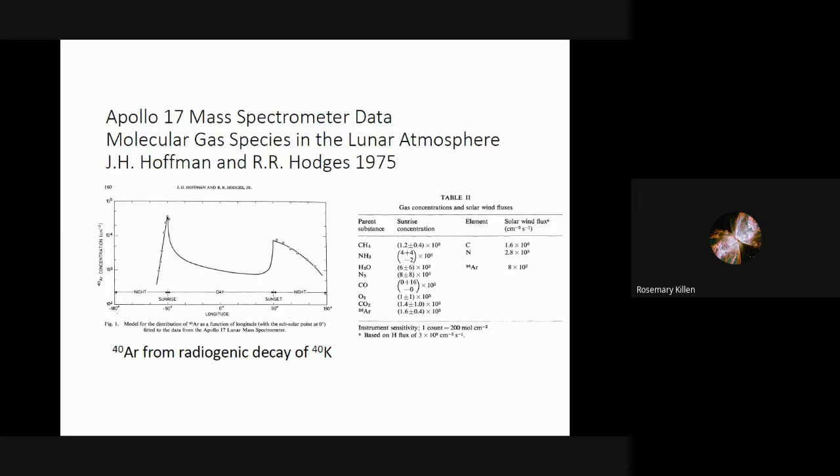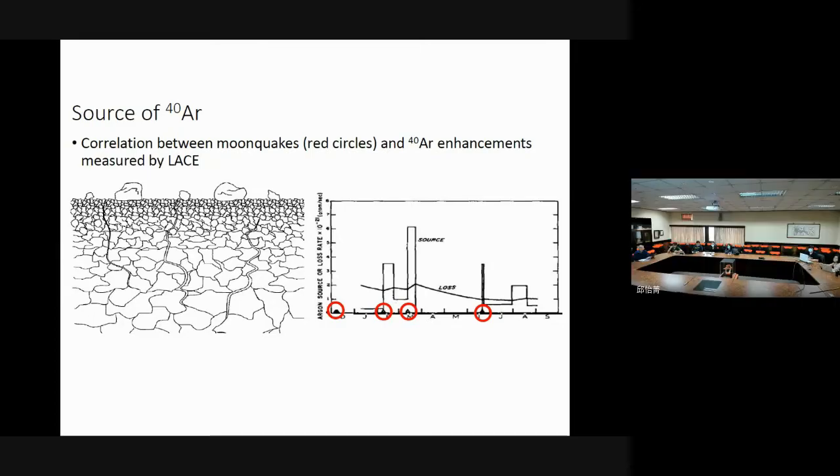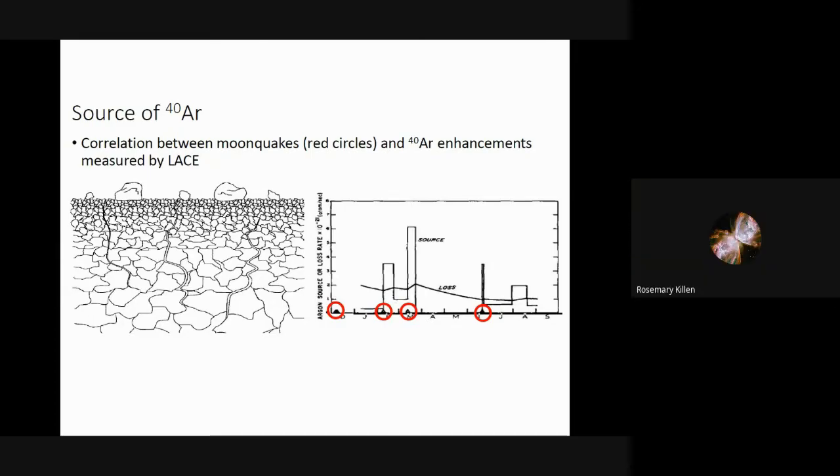So go to the next slide. Oh, I think I already talked about this before, but argon 40 comes from the deep interior because it's a radiogenic product of potassium 40. And so you can see there are periodic moonquakes, and every time there's a moonquake, you get a surge of argon into the atmosphere. So next slide.